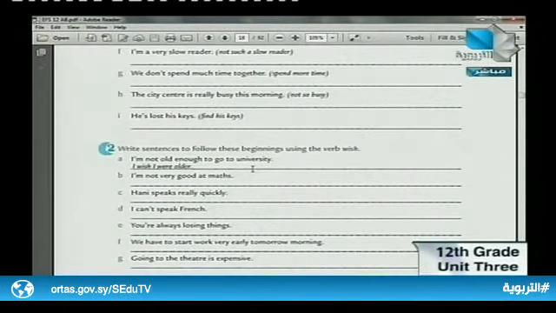What about the next one? Number B. I am not very good at math. I wish I were good at math. I can say that. I wish I was. It's okay. Both are accepted.